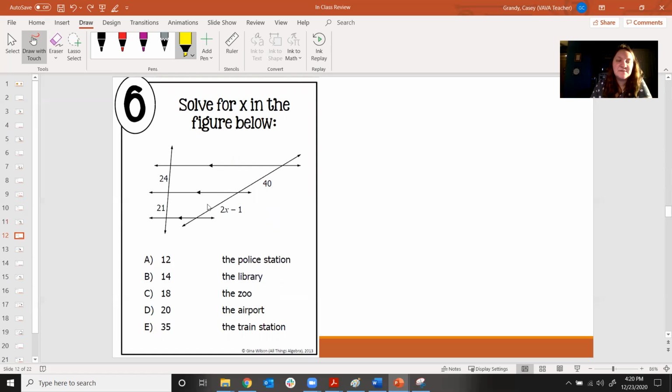In number 6, I have some parallel lines cut by some transversals. We learned that these transversals are actually cut proportionally. So go ahead and set up a proportion and solve for x. Do that now.